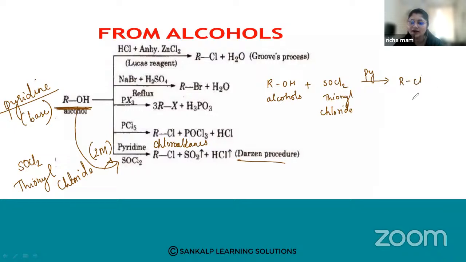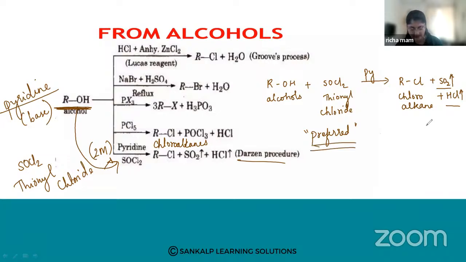You will obtain the alkyl chloride or chloroalkane plus SO2 gas is released. Whenever you are writing gas, the gas will escape out. So why is this method used? This method is mostly preferred, the most preferred reaction. Why? Because the byproducts obtained are gases, and these gases can be removed easily.